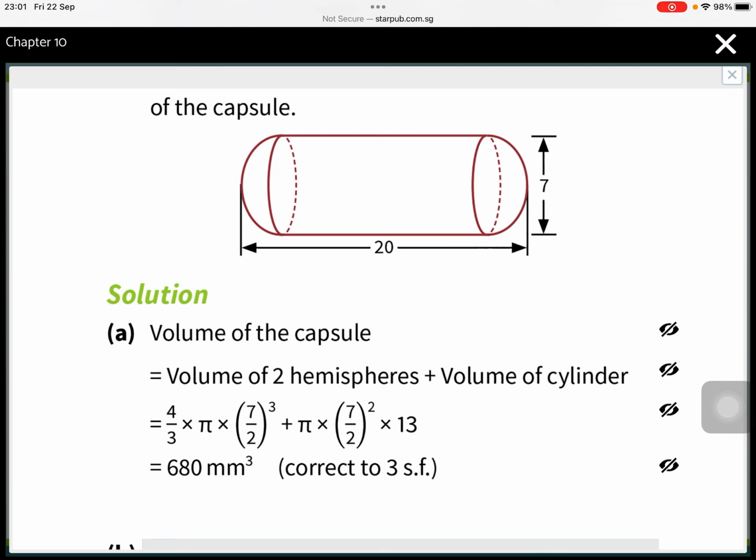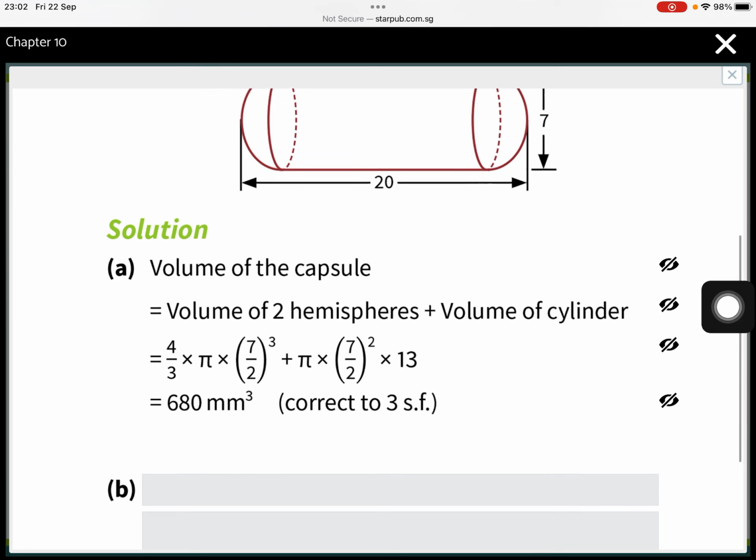Take note, because this involves pi, you will not be able to get an exact whole number, so you always correct to 3SF, unless the question asks you to leave your answer in pi. Otherwise, if they never say anything, you just calculate it out. Take note of your units. In this case, it's in millimeters, so it's millimeters cube, because it is volume.